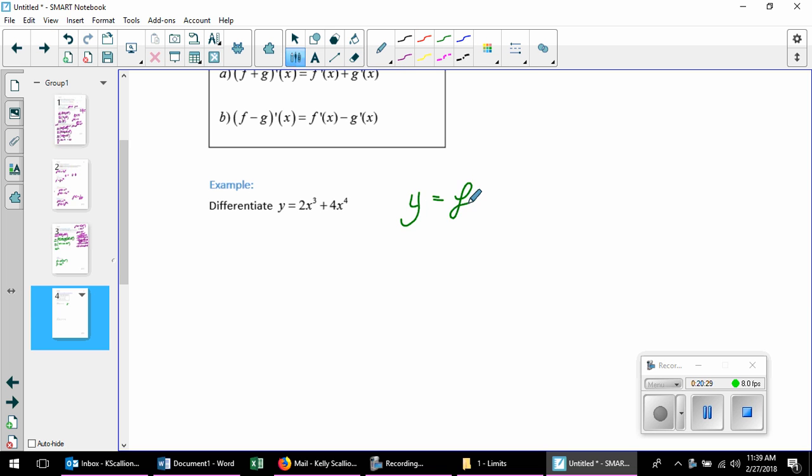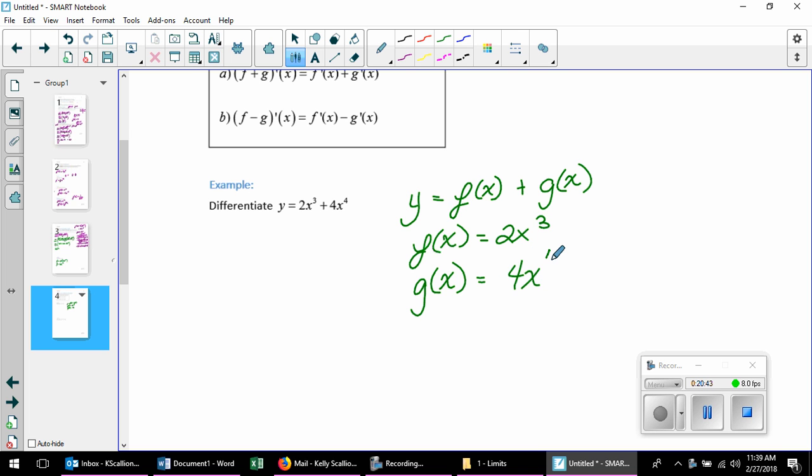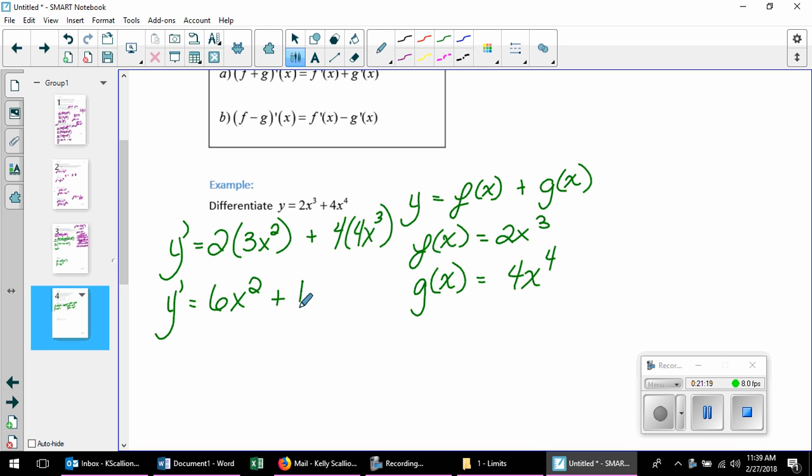It's saying y is equal to f of x plus g of x. So f of x would equal the 2x cubed, and g of x would equal the 4x to the exponent 4. That's all it's saying in that little box up there. It's breaking them down into two separate functions. I wouldn't break them down and do them separately, but if you want to, you can. For this one, it would be 2 bracket 3x squared plus. I differentiated the first one, and now I'm going to differentiate the second one. So the 4 stays up here, times 4x cubed. So I'm going to have 6x squared plus 16x cubed.